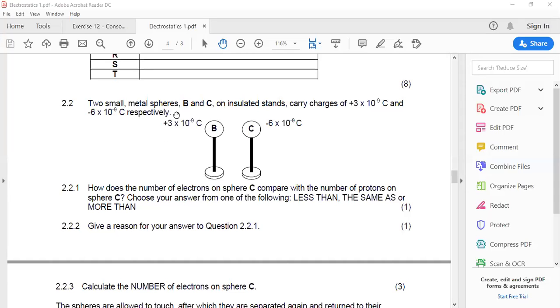So the +3 maybe it's because there are 10 protons and there are 7 electrons. So the +10 and -7 will give us a +3. But it does not mean it's only positive. It means the net charge is a +3. There are also protons, there are also electrons.